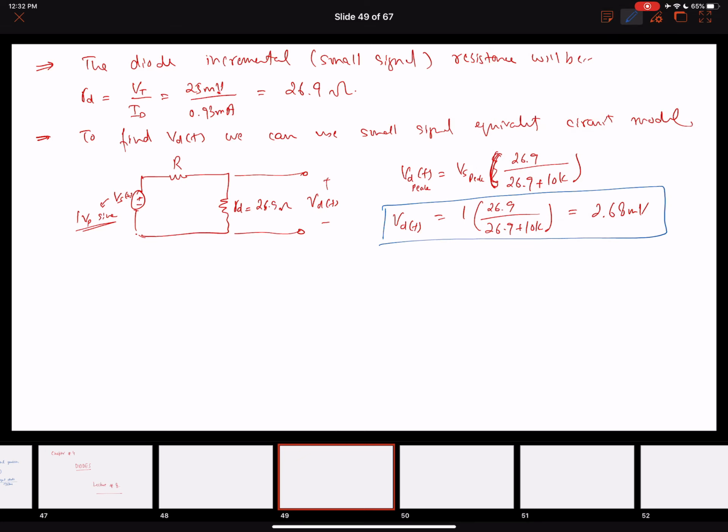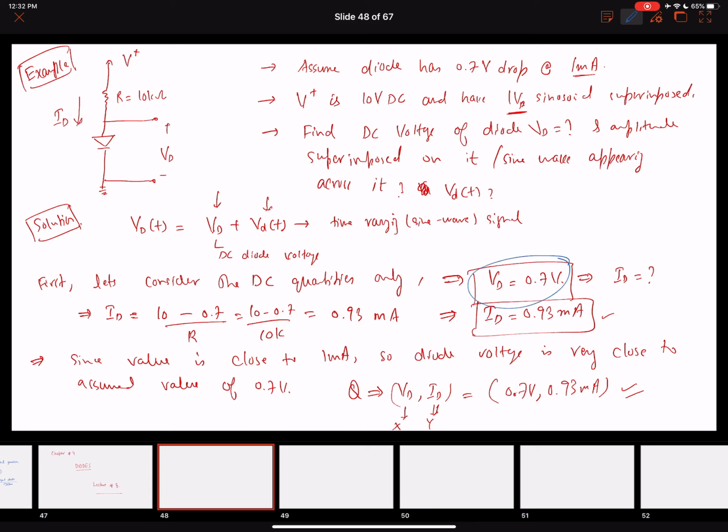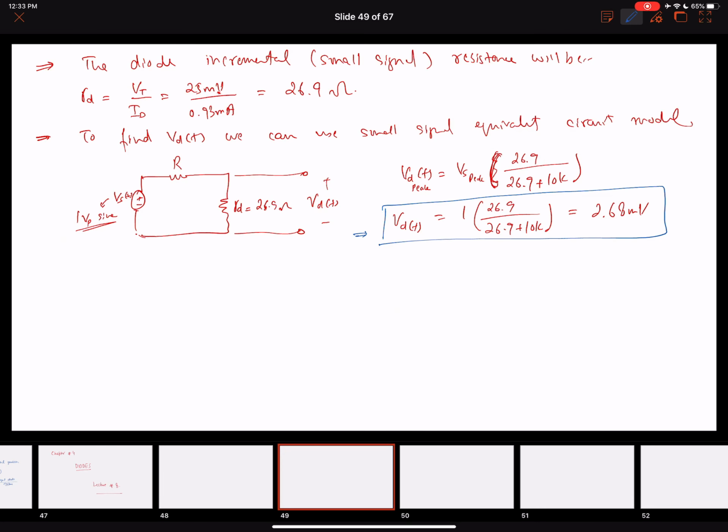So this is how we can find the time varying component of VD of t that is appearing across the diode, and the DC value of the diode potential drop. All right. The important thing to see here is that the voltage, 2.68 millivolts, is a very small voltage being superimposed on our potential drop across the diode, which was 0.7 volts. Since a very small voltage is superimposed on that, it's a very small signal, so small signal analysis is justified.